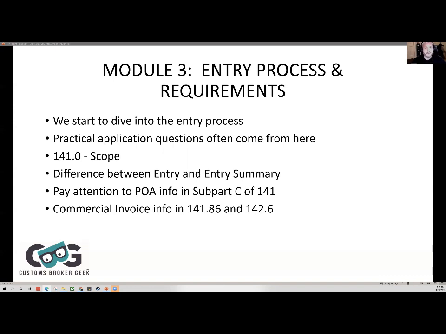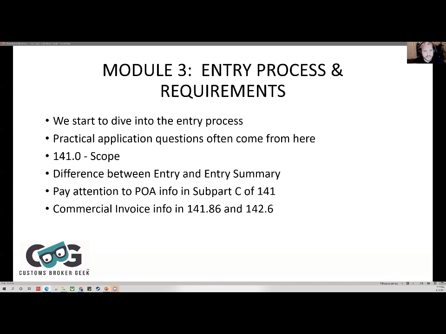141.0 covers the scope. Make a note of the scope of Part 141. This short paragraph explains the entry types covered here and what it does not cover. In video 1 of our Module 3, we go into details on how to highlight this section. I would recommend bookmarking this section so you can easily refer back to it if your question is asking for exports, FTZ, or trade fairs.